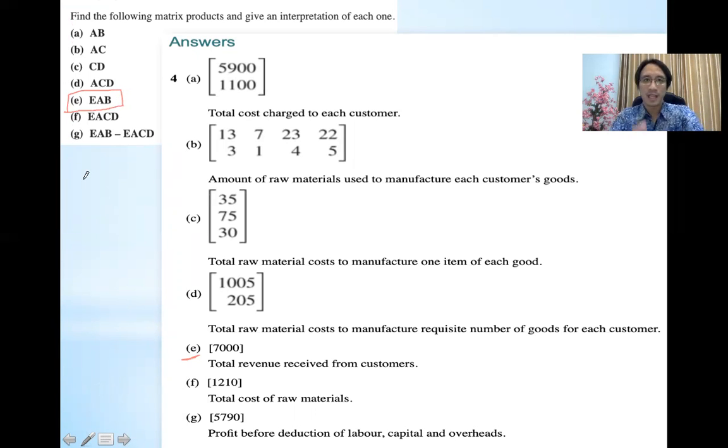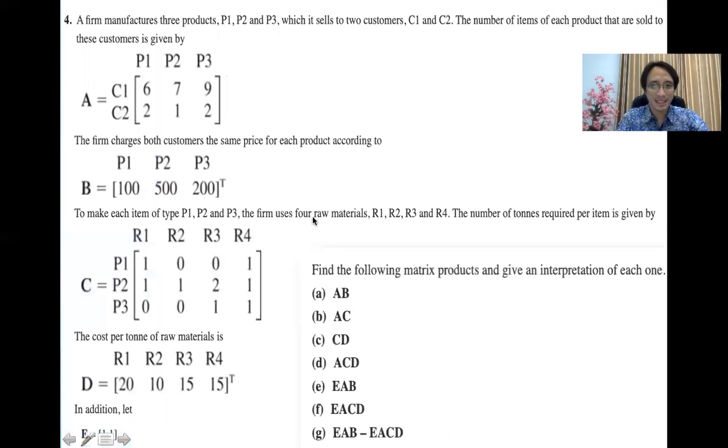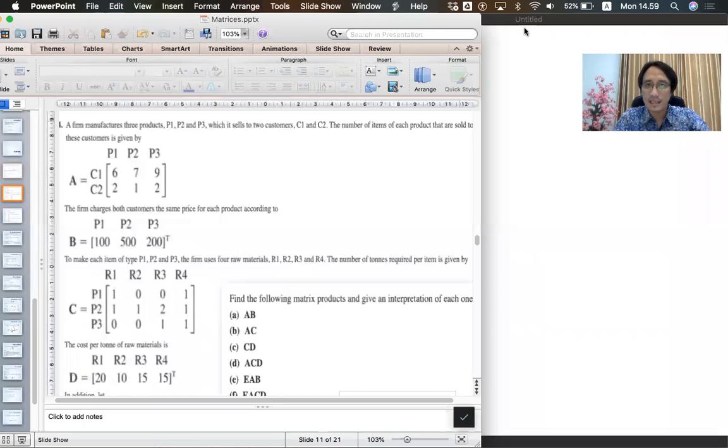I think it is better if we try to calculate or multiply one, so you can have a perspective or point of view on how we use the simple operations of matrices in real business calculation. E times A times B. Let's see this one. E is total revenue.